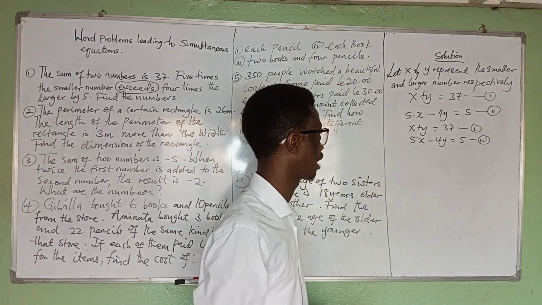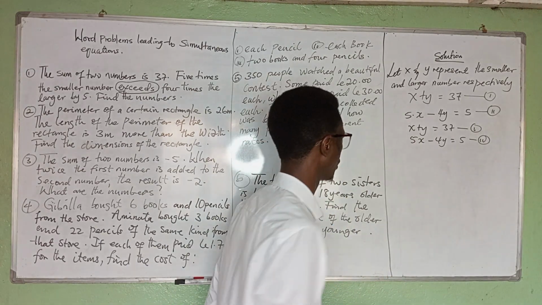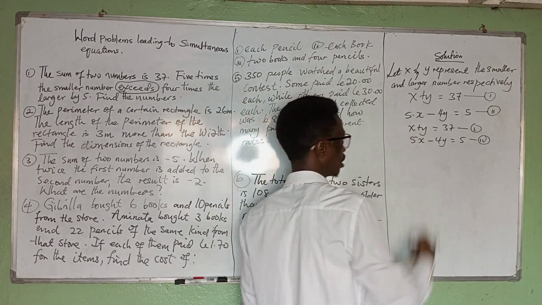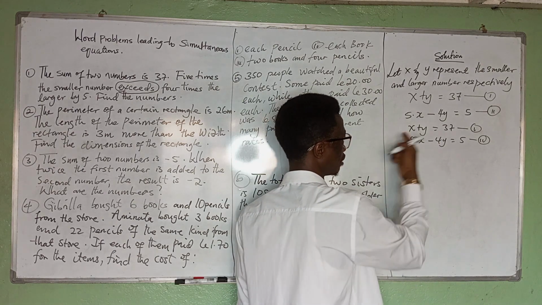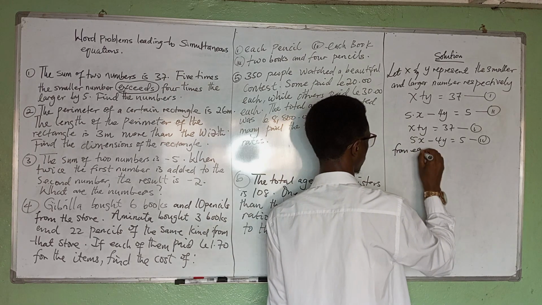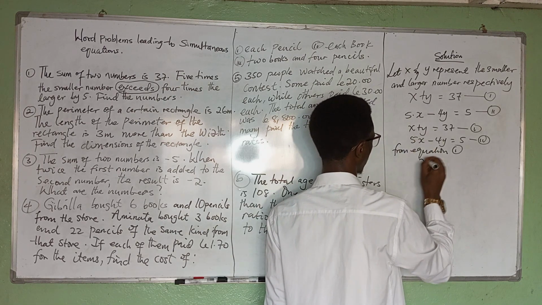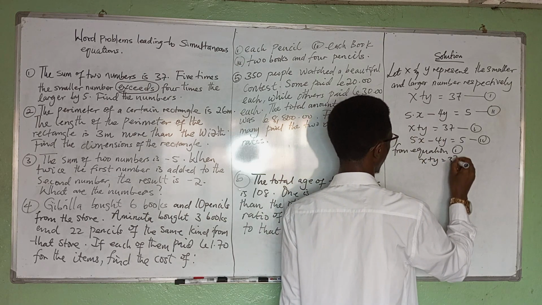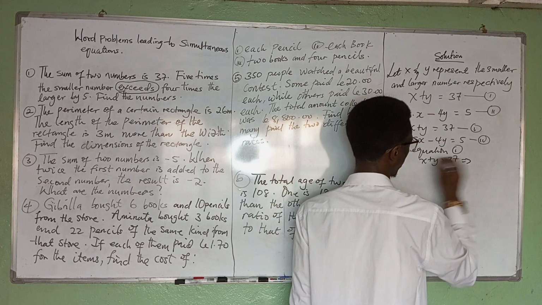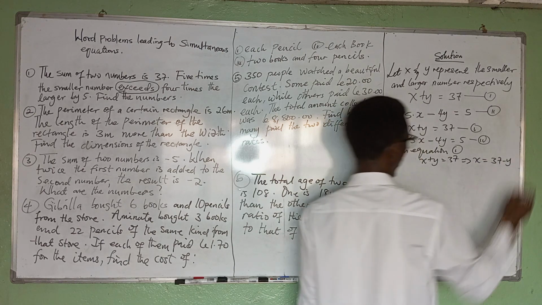Most often I like to use the substitution method. For substitution, I look at the two equations and see which one is simpler. I'll look at equation 1. From equation 1, I'll make one of the letters the subject. x plus y equals 37. If I want to make x the subject, x becomes 37 minus y.